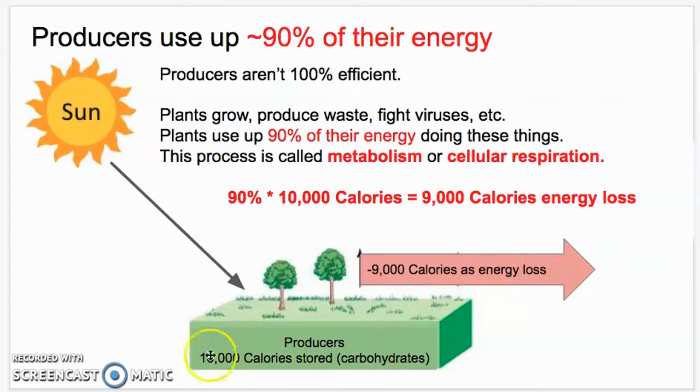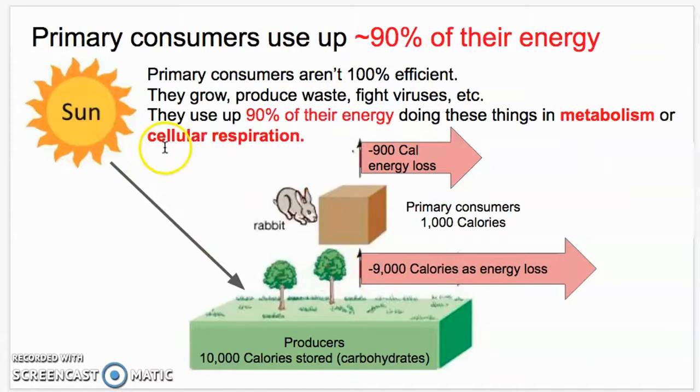So we started with 10,000 calories. 9,000 calories of energy is lost from cellular metabolism and respiration. So 10,000 minus 9,000, that would leave us with 1,000 for the rabbits. So now we've added rabbits, and the primary consumers get 1,000 calories.